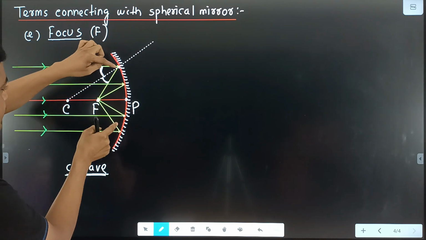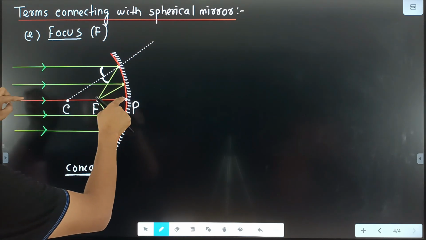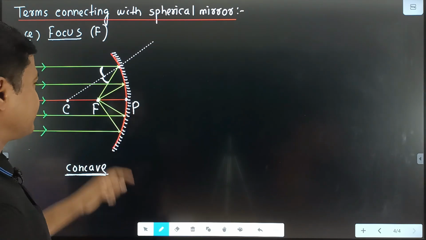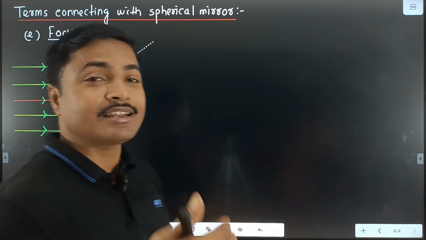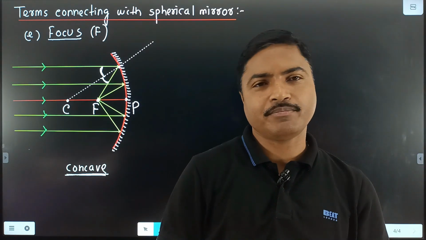We simply write: if incident rays are parallel to the principal axis, after reflection all the reflected rays meet at a common point. That point is situated on the principal axis and is known as the focus, or the principal focus. For this we write capital F.